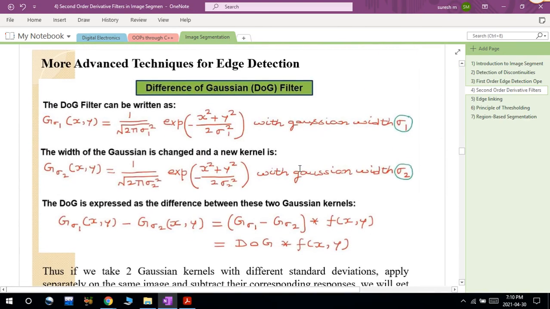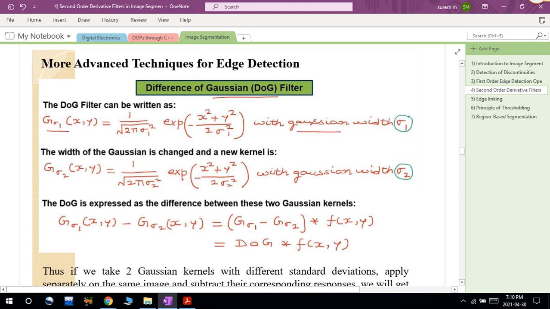The next topic is the differentiation of Gaussian operator. Here also I will apply the Gaussian filter only. But the difference between Laplacian of Gaussian and differentiation of Gaussian is that here I will use two magnitudes. I will take different standard deviations.